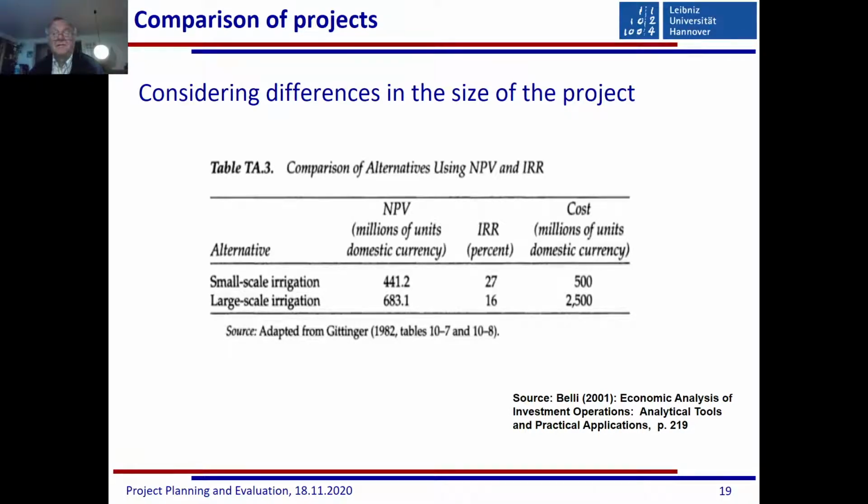So what? Small is beautiful, or what is the reason? The last column is the costs, in millions of units of domestic currency. This is the investment cost that shows you the dimension. The large scale is 5 times bigger than the small scale. But the small scale pays off. Well, both may pay off, because in both cases the NPV is positive.